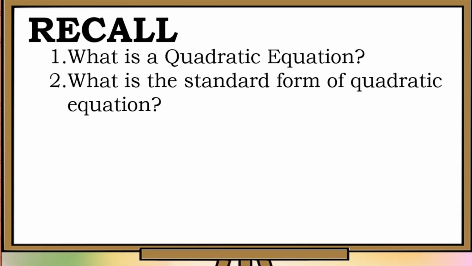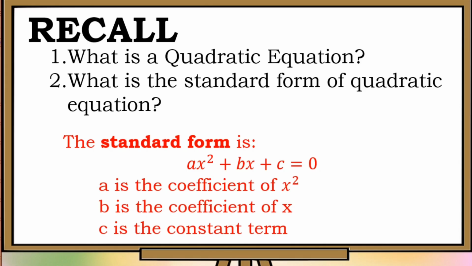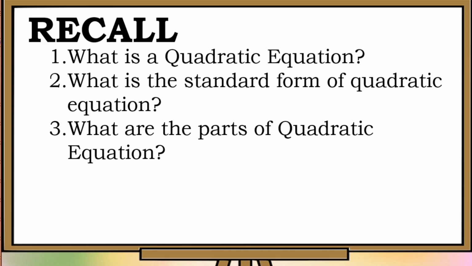Next, what is the standard form of quadratic equations? The standard form is ax squared plus bx plus c equals 0, where a is the coefficient of x squared, b is the coefficient of x, and c is the constant term. Next, what are the parts of a quadratic equation? The parts are the following: quadratic term ax squared, linear term bx, and constant term c.